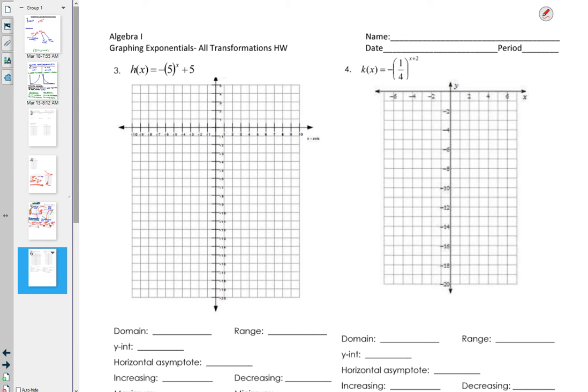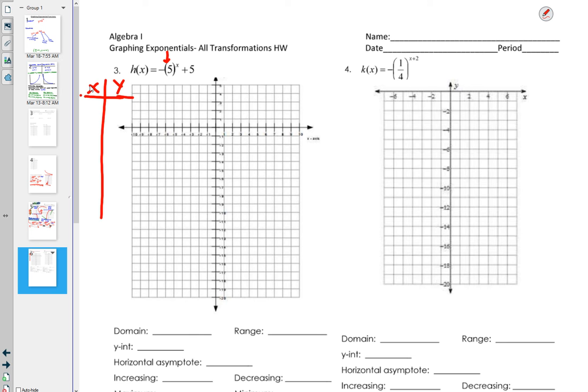The next one, number 3, is it a growth or a decay? This is a growth. What's the base? 5. So the way I come up with the y's is I'm going to take 5 to the power of the x's that I pick.